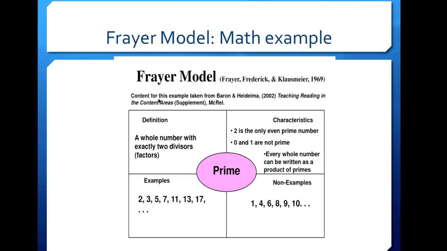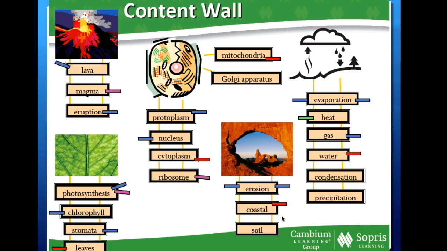Here's an example of it. Definition: this is a prime number, a whole number with exactly 2 divisors. Characteristics: this is what the characteristics of a prime number are. Examples of a prime number and non-examples of a prime number, which is why I like the Frayer model, because it uses non-examples.